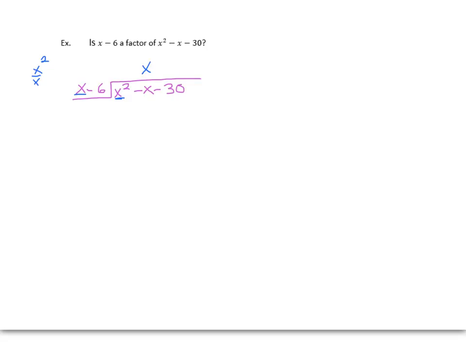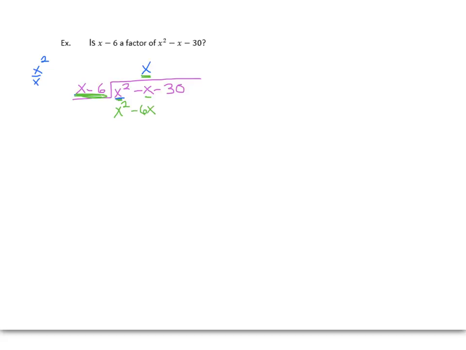Because if my first thing is an x, then my next thing is going to be a number, and then after that all I have left is possibly a remainder. The next thing, and this is where people get tripped up, I only look at this first term to figure out what to put up here, but then I have to multiply both things by that x, and I write it underneath the x squared minus x up here. So this is x squared minus 6x.